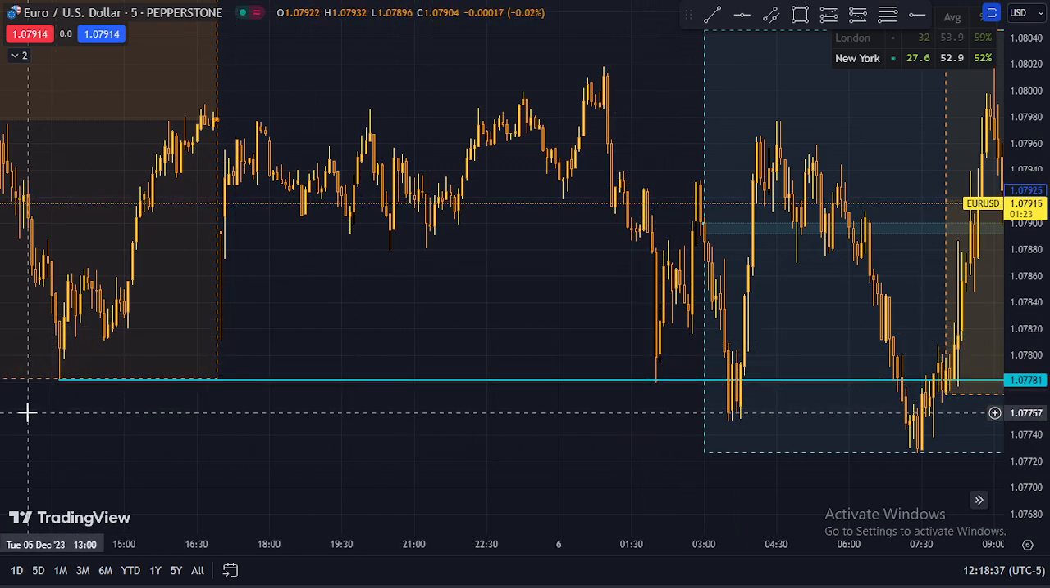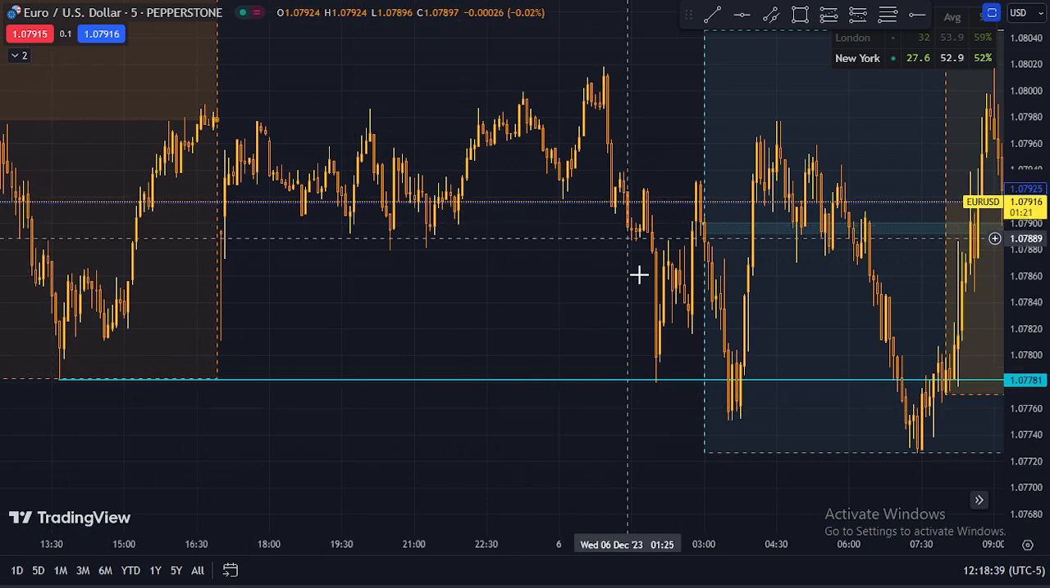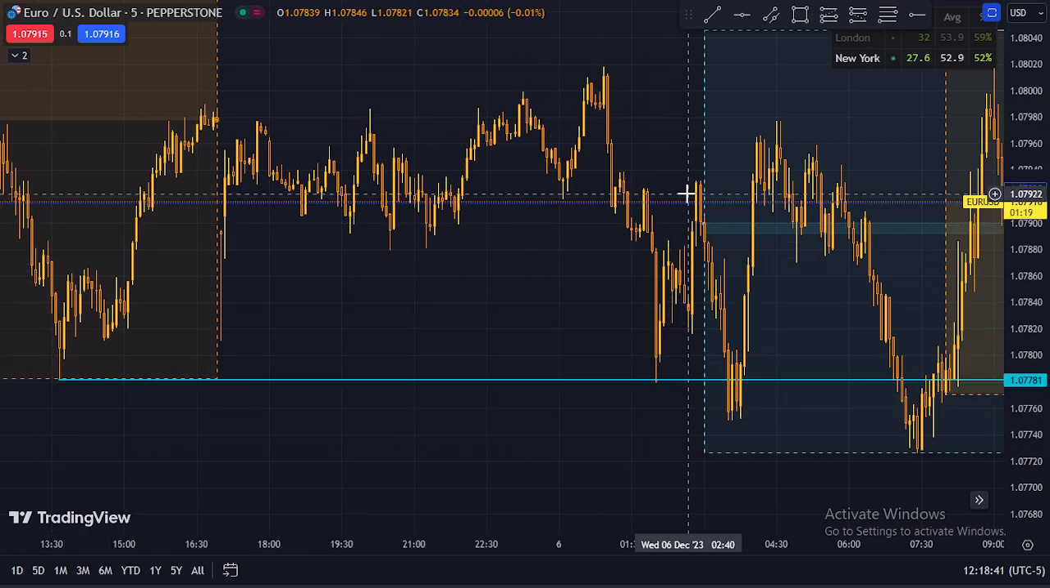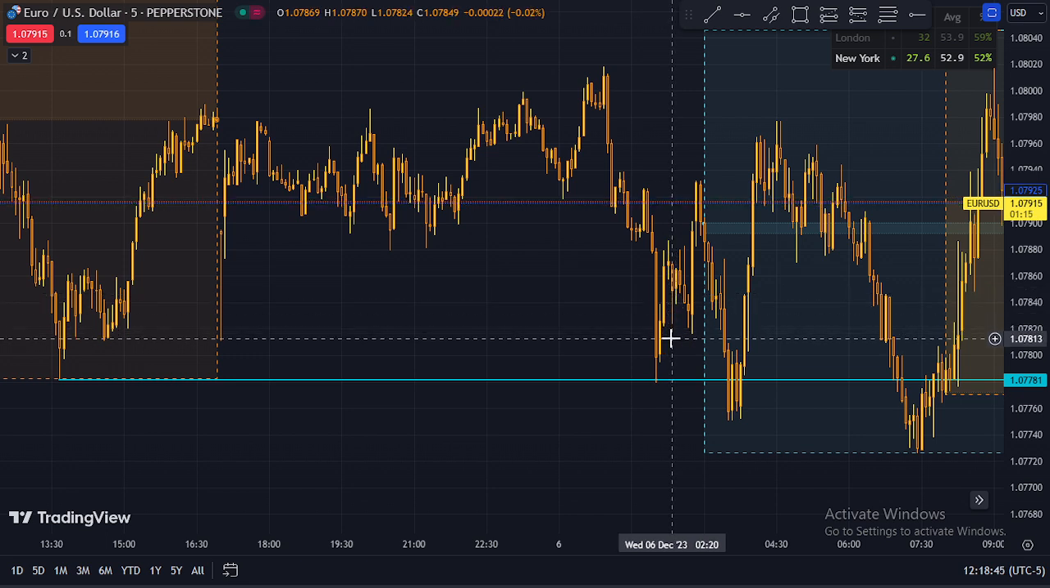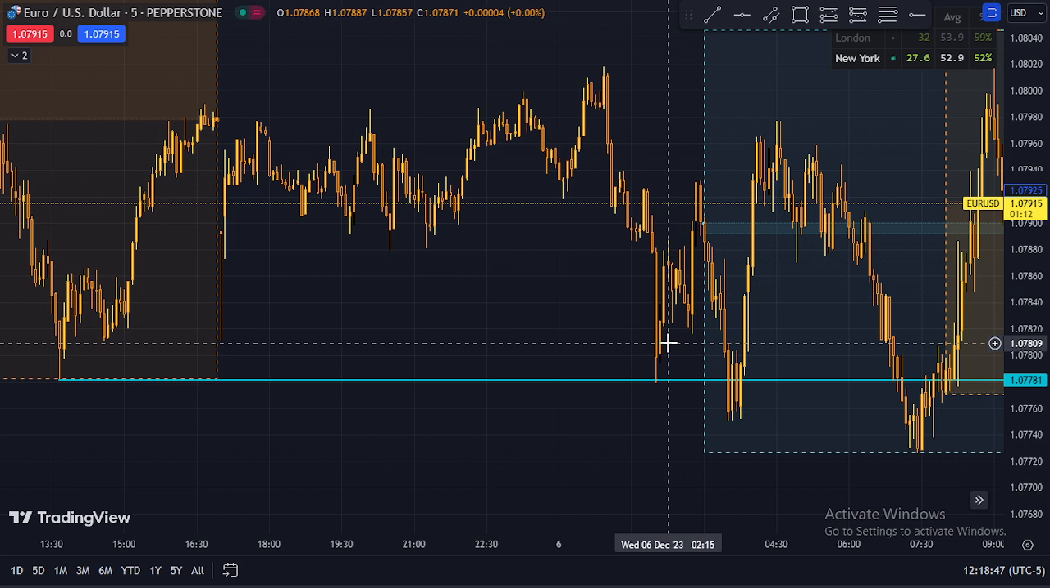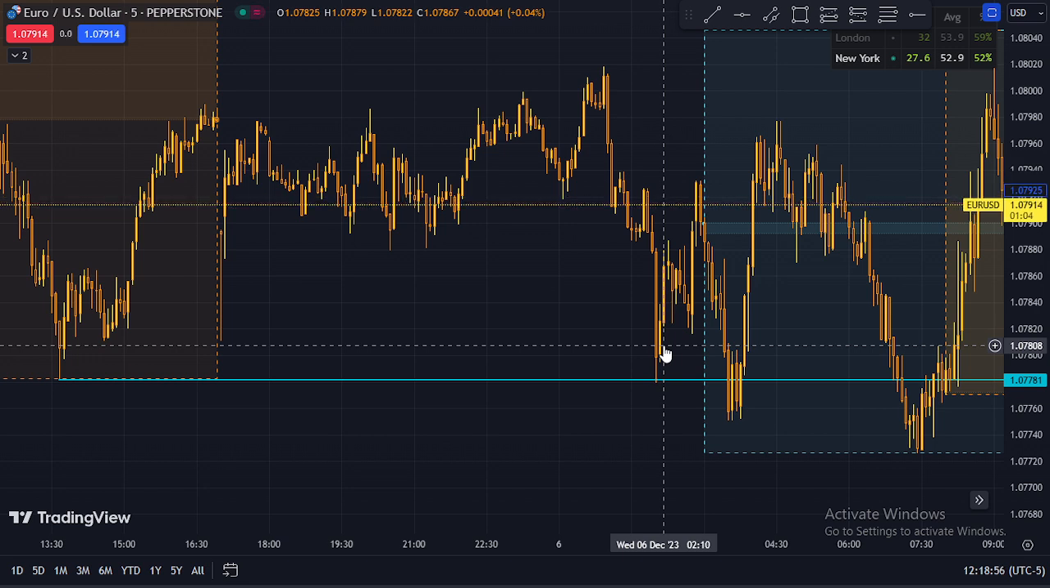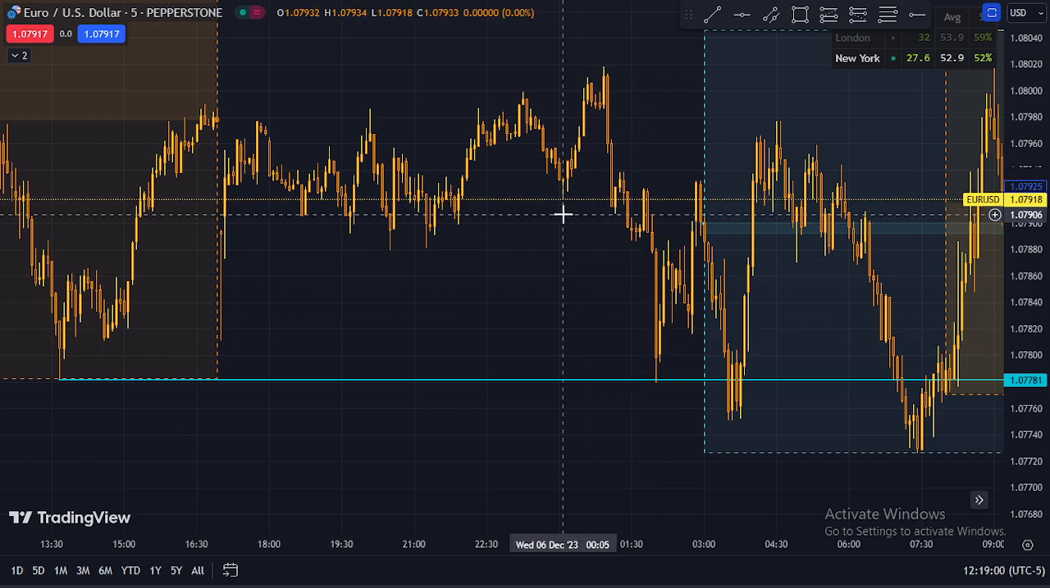So if you ever see price coming to a certain area and then reversing, like it has repelled from that area, that shows there's a high chance of price getting back and taking out the lows or the highs.